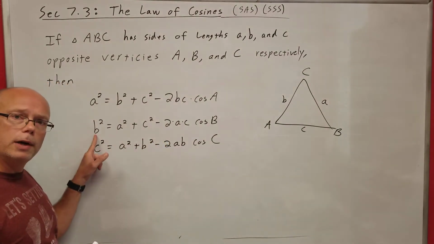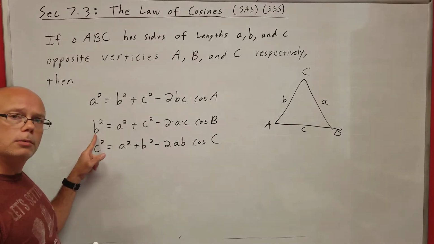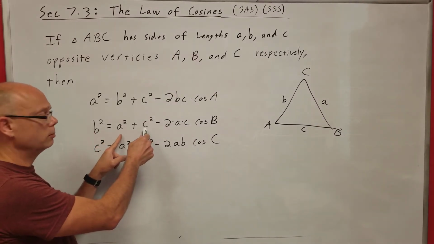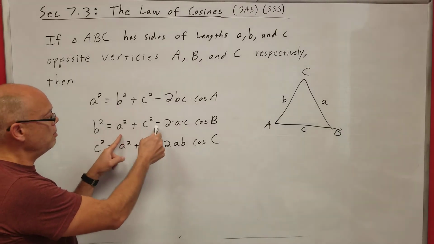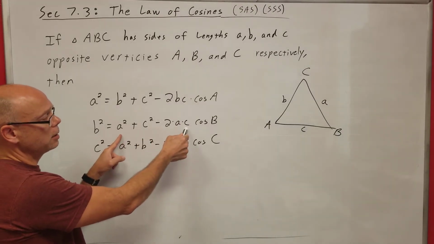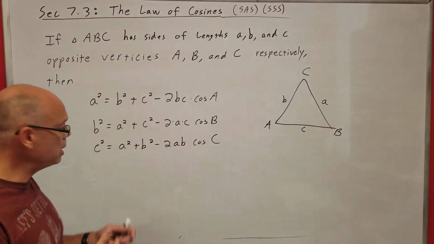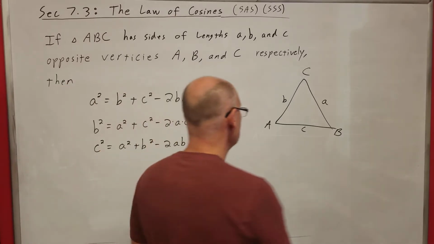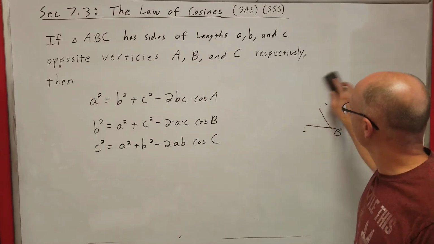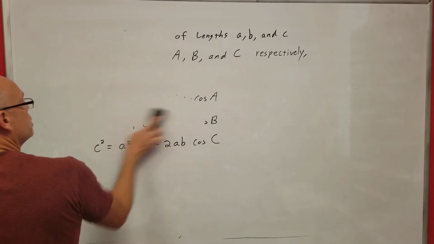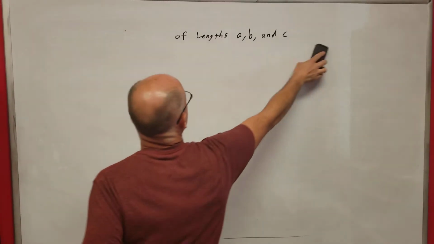Let's suppose you try to find b here. So you would say b squared is equal to the other two sides squared, added together, minus 2 times the other two sides, times the cosine of the angle opposite side b. And the same thing for c. If you put it in your own words like that, I think it makes it easier.